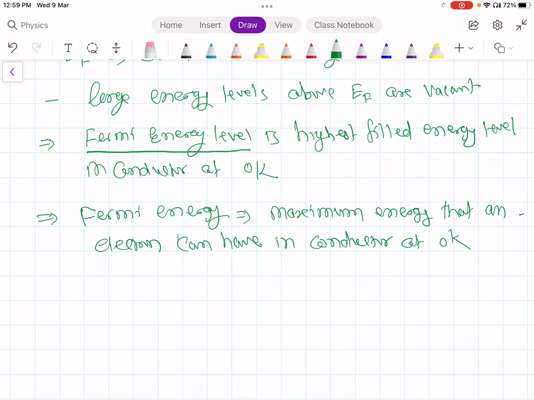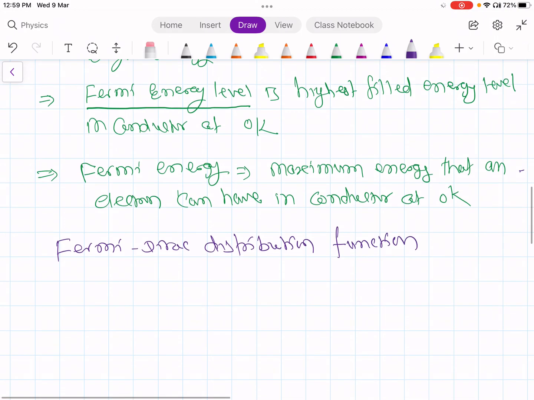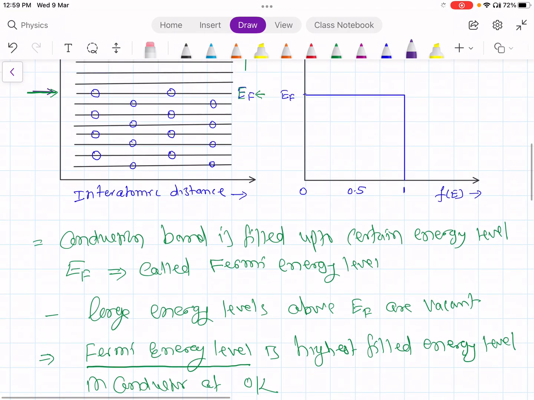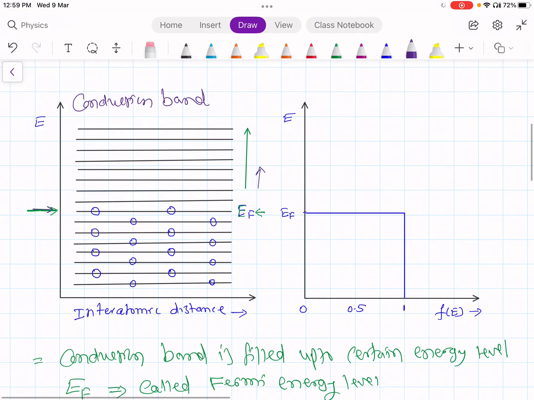Then let's see the Fermi Dirac distribution function for a conductor at 0 Kelvin. Let us consider an energy level E above EF, any energy level which is above EF. As you can see in this case, all energy levels above EF are vacant. So what would be the Fermi Dirac distribution function for those levels? Let us find out.